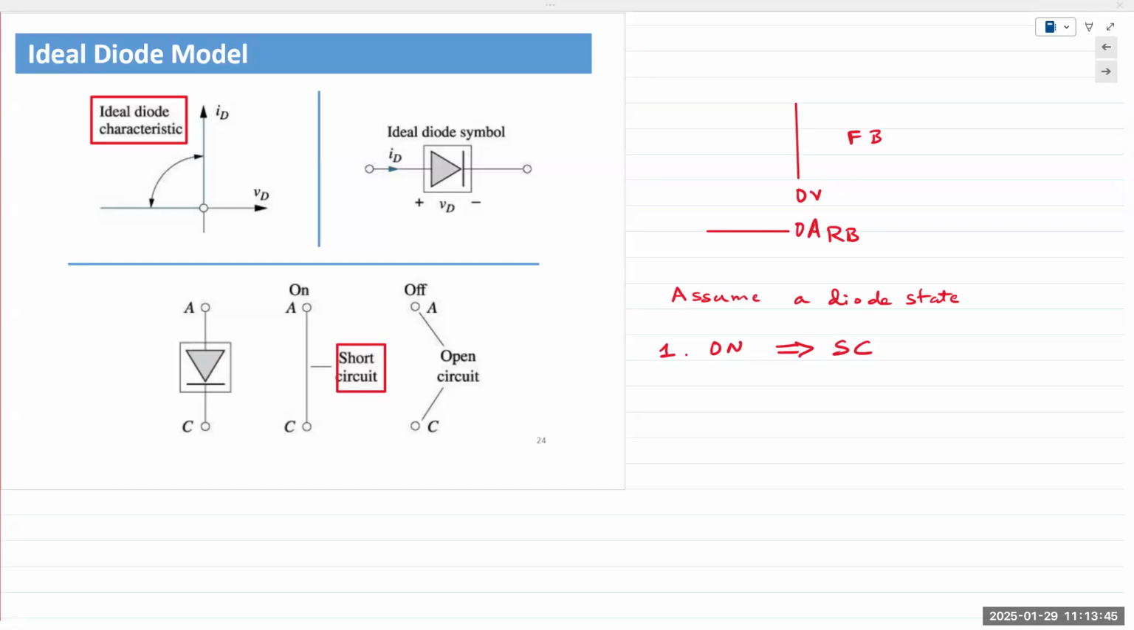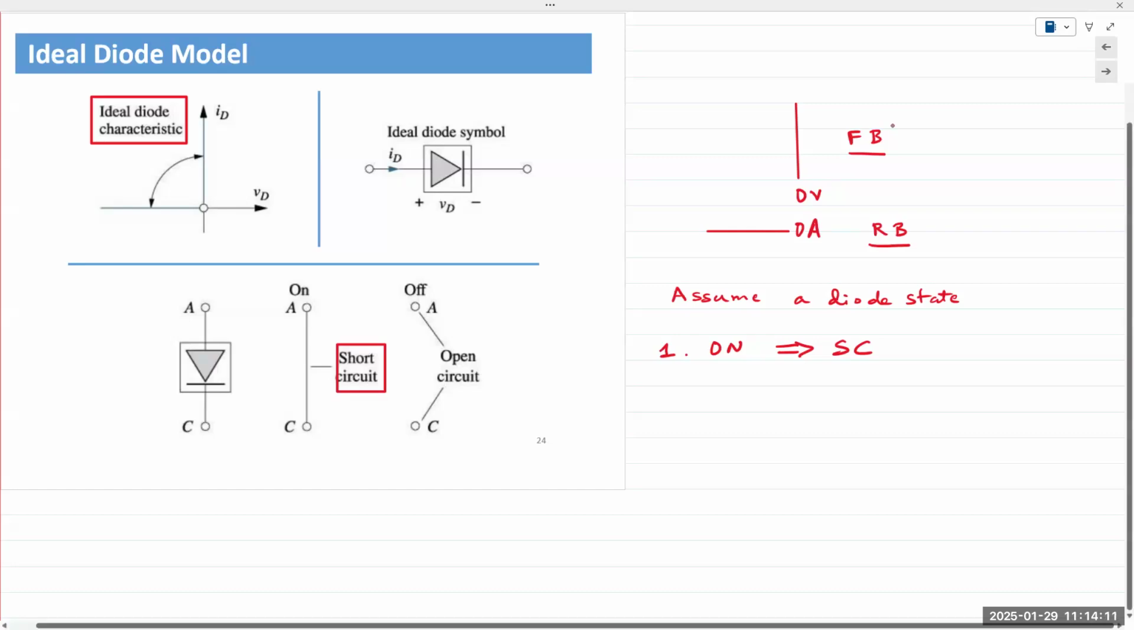All right, just a brief recap. Forward bias characteristic is right here. Reverse bias characteristic is below. For an ideal diode model, forward bias simply means there is 0 volts dropped across the diode, and in reverse bias, it's 0 amps flowing through the diode. So in this model, we simply replace the diode with either an open circuit or a short circuit.